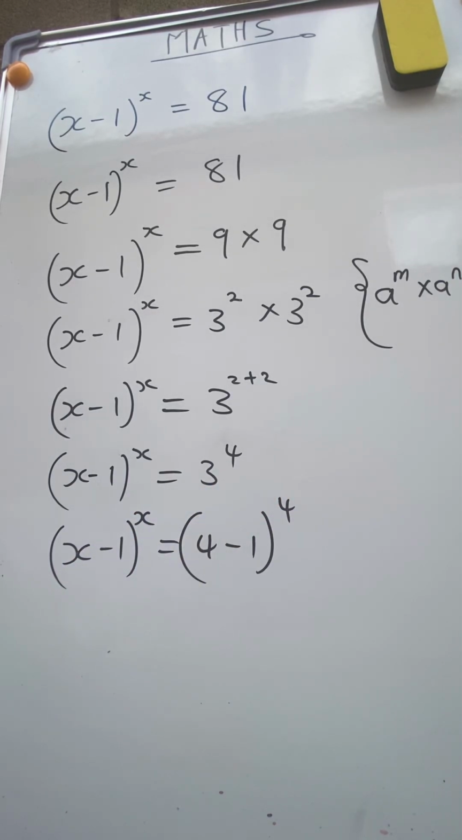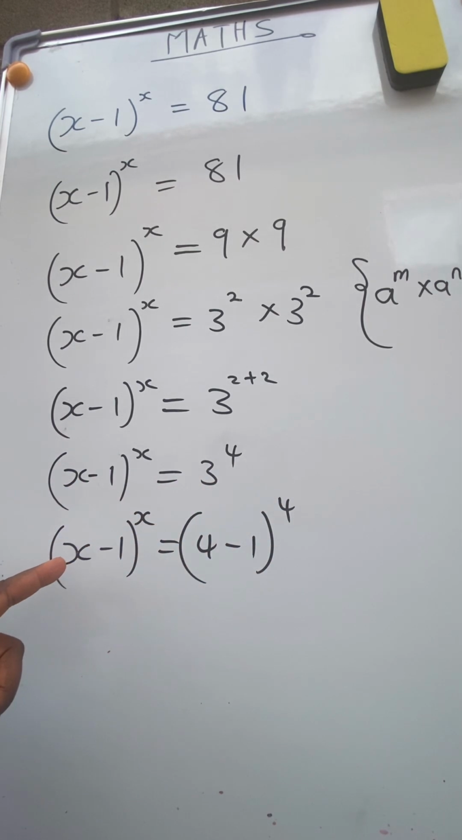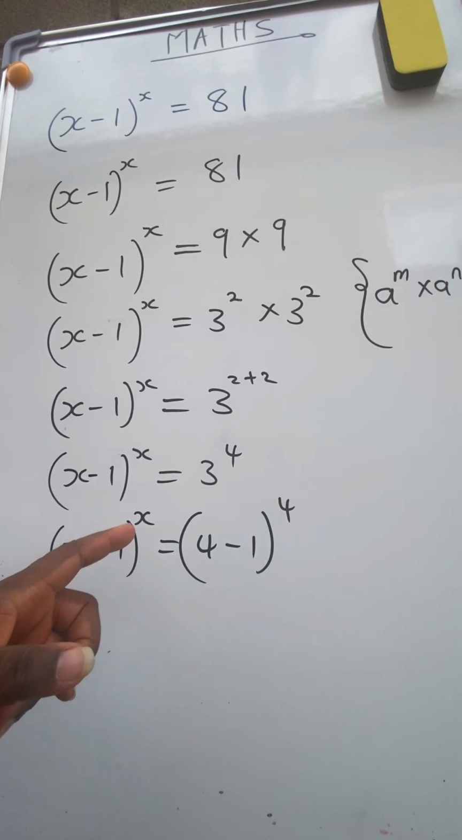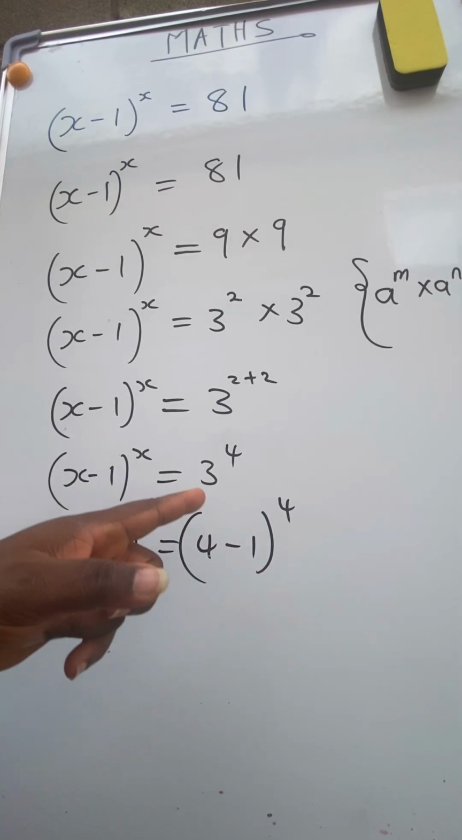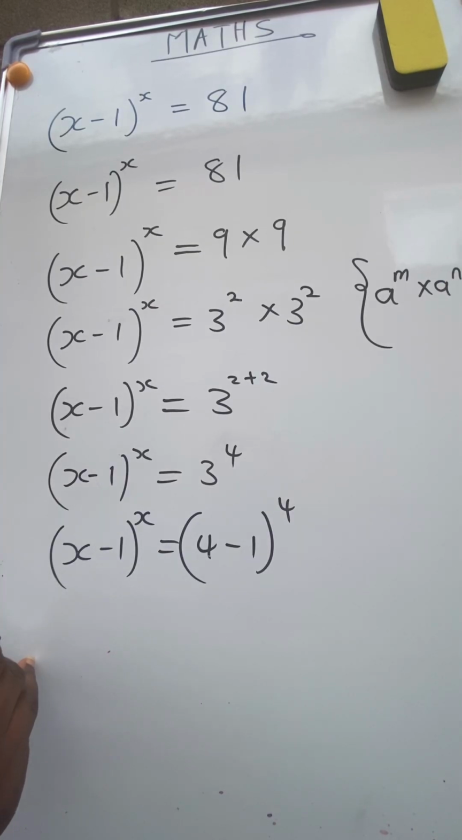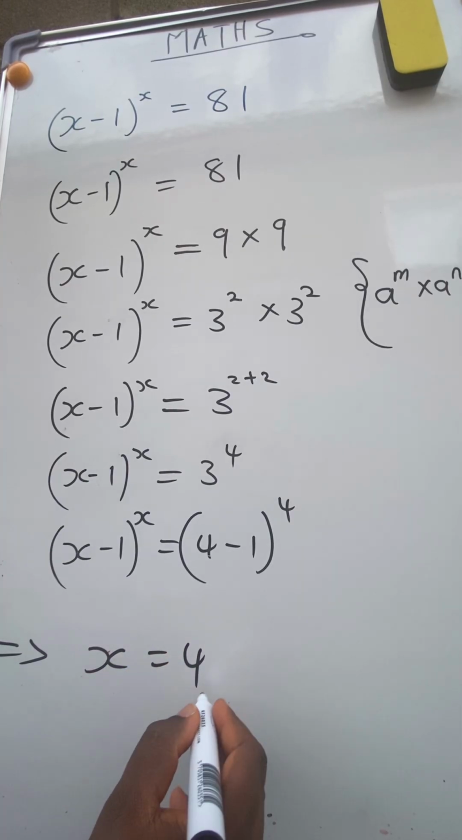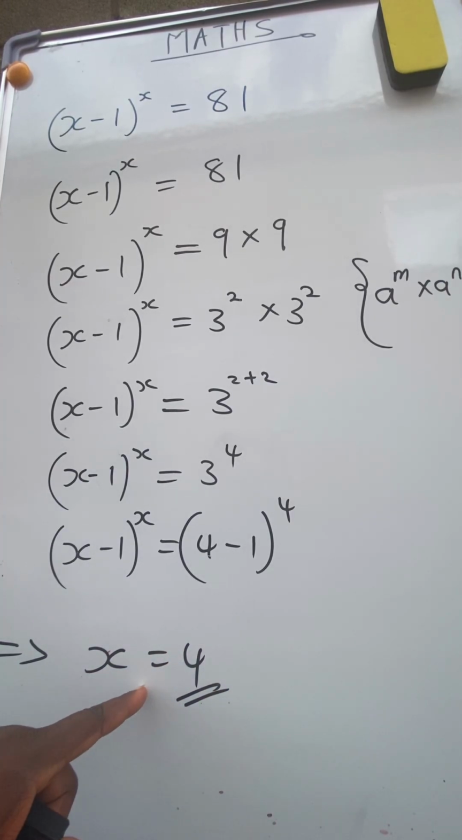Now, what we need to do is to compare the value of x. x is equivalent to 4. The value of x minus 1 here is equivalent to 4 minus 1, which is equal to 3. That implies that x is equal to 4. If you substitute the value of x, which is equal to 4, into the equation, you will see that the left-hand side is equal to the right-hand side. That is just the simple way of solving the question.